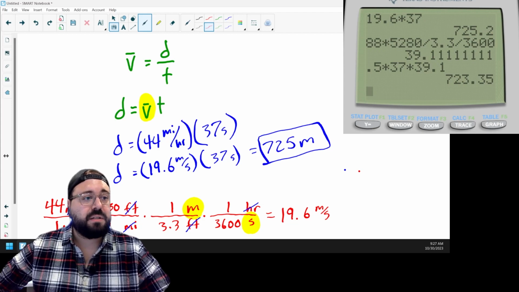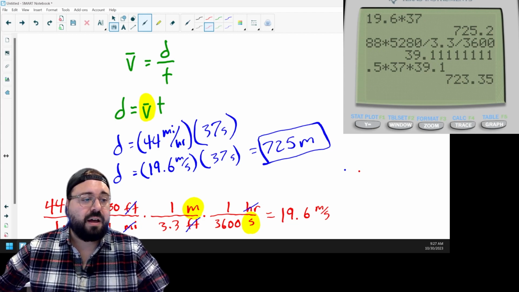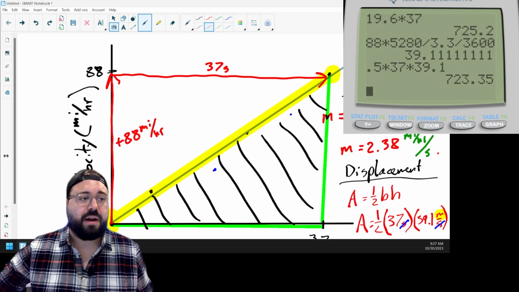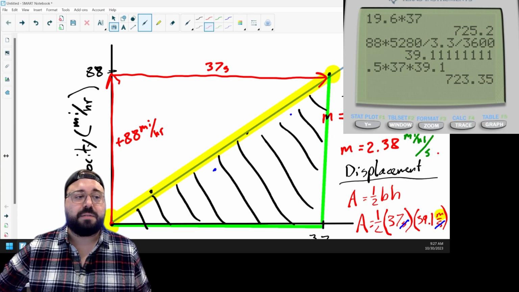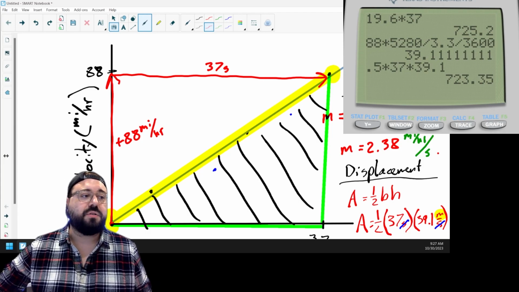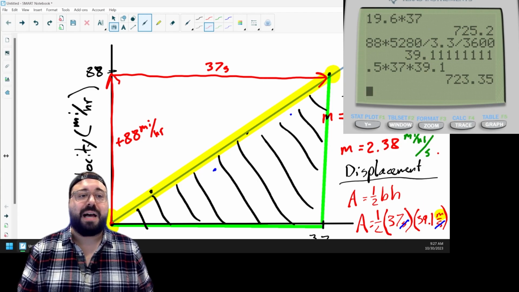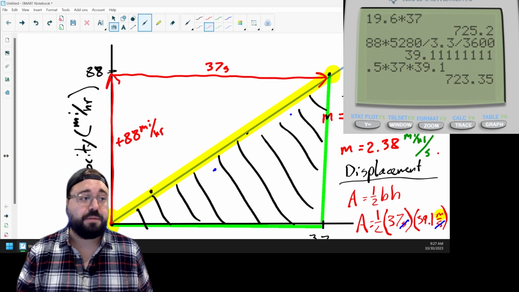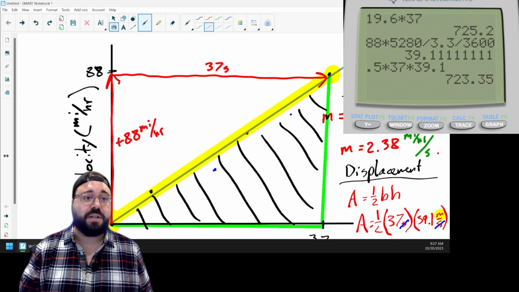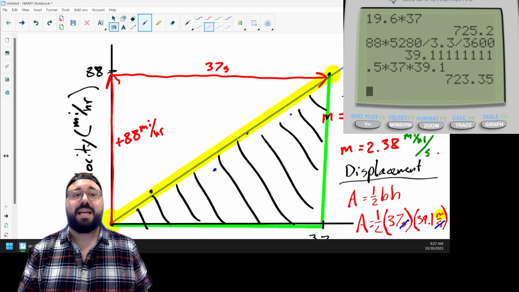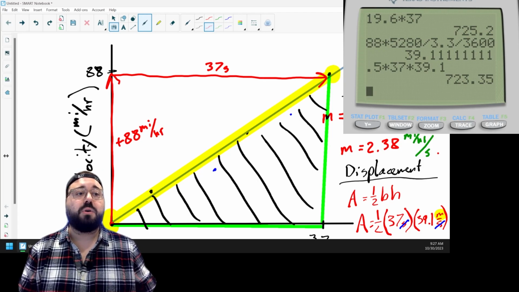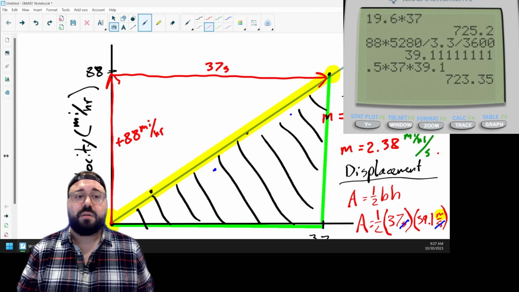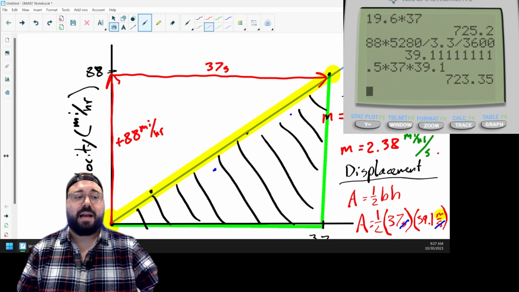But still, if we find the area of this triangle on this graph, it will actually give us the displacement of the object, how far it's traveled. So this means from a velocity time graph, we can find the distance an object goes, we could find the speed of an object, and we could find the acceleration of an object, which means a velocity time graph can tell us everything we want to know about the motion of an object. So what I want you guys to do now is take a look at this next problem set.